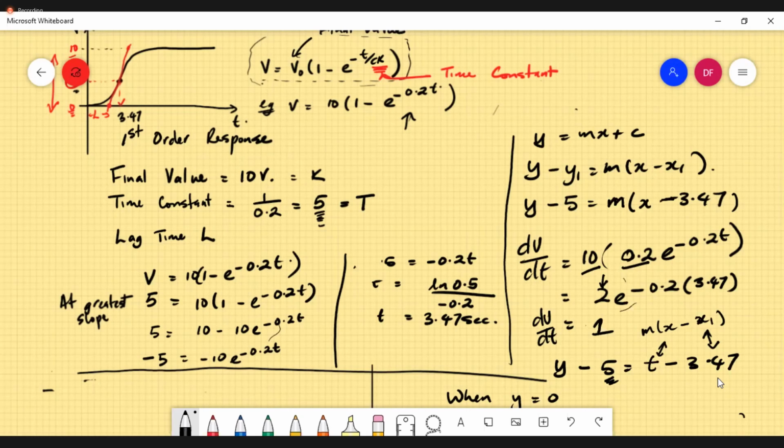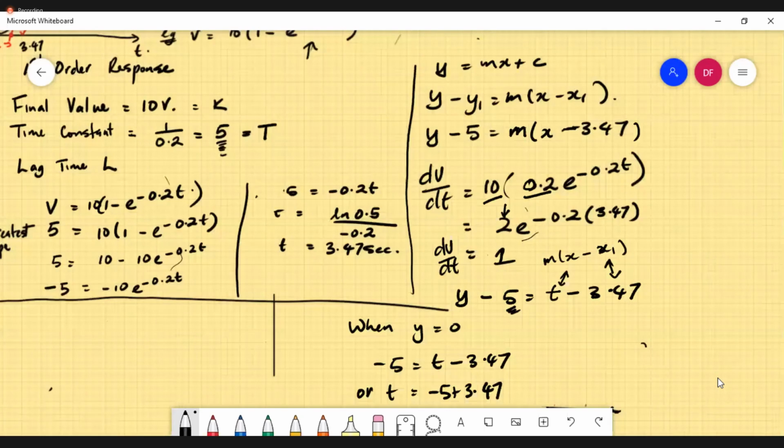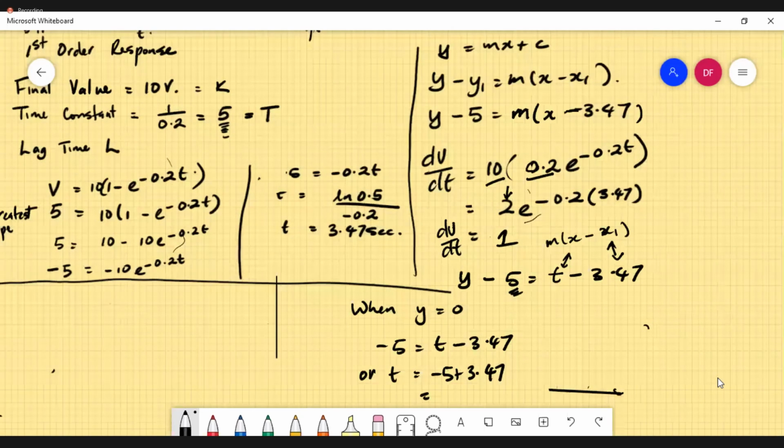Sir, on the left hand side, before we go over to 5 equals minus 0.2t, we have minus 5 equals minus 10 e to the minus 0.2t. And then this is supposed to be, no, this is supposed to be 0.5. You're right, sir.